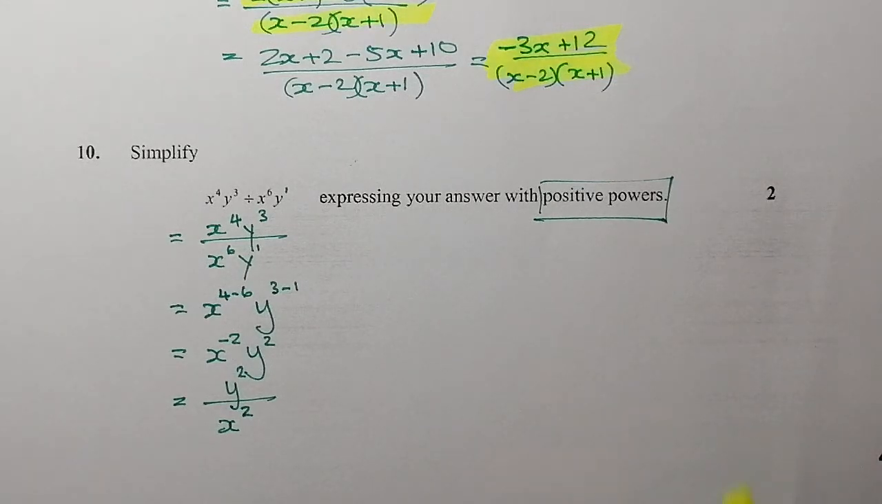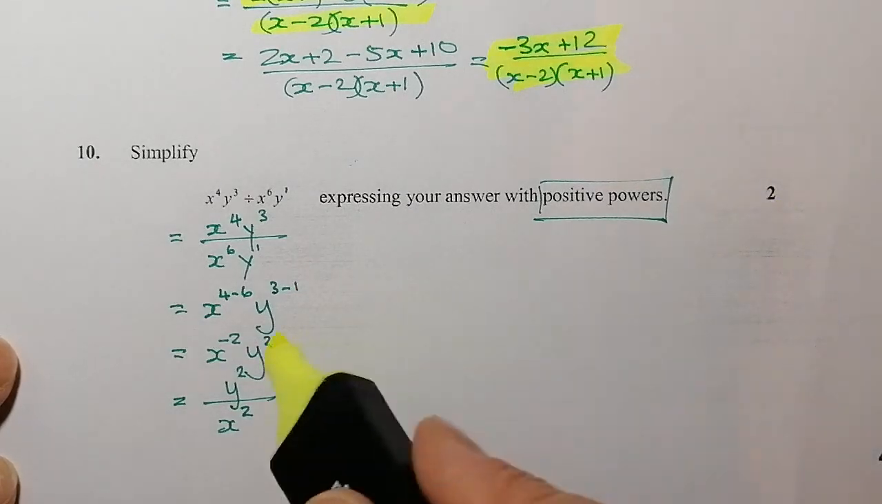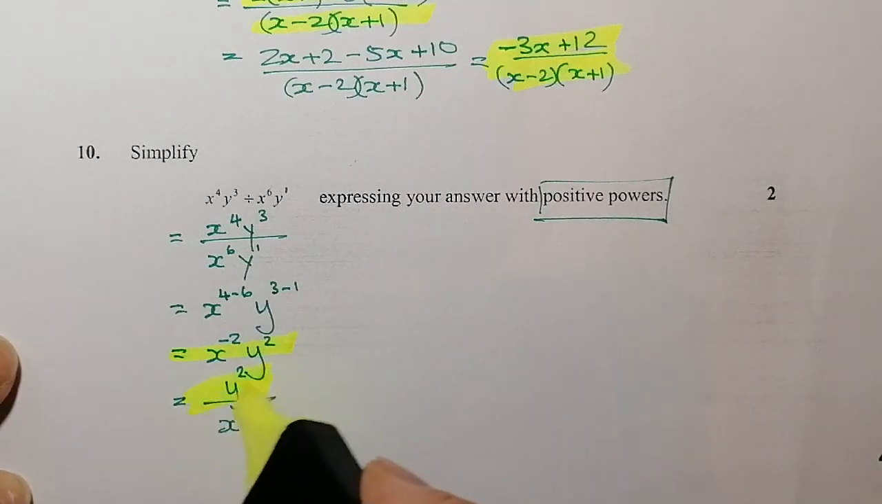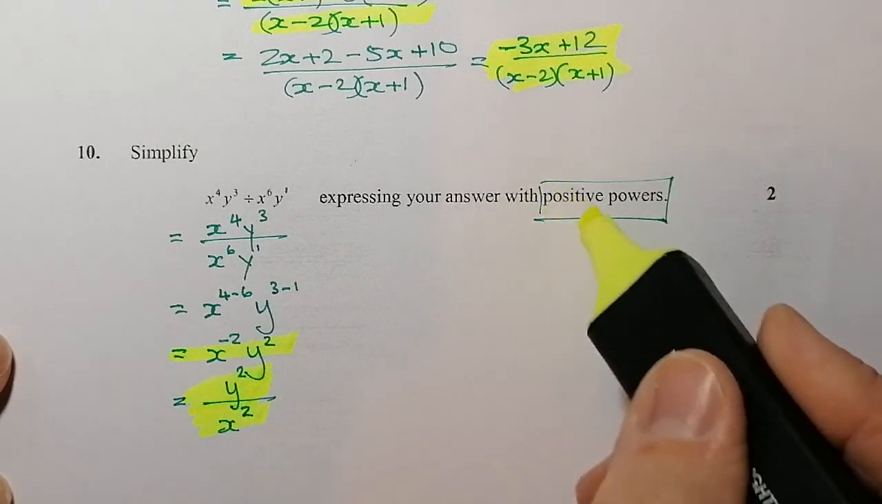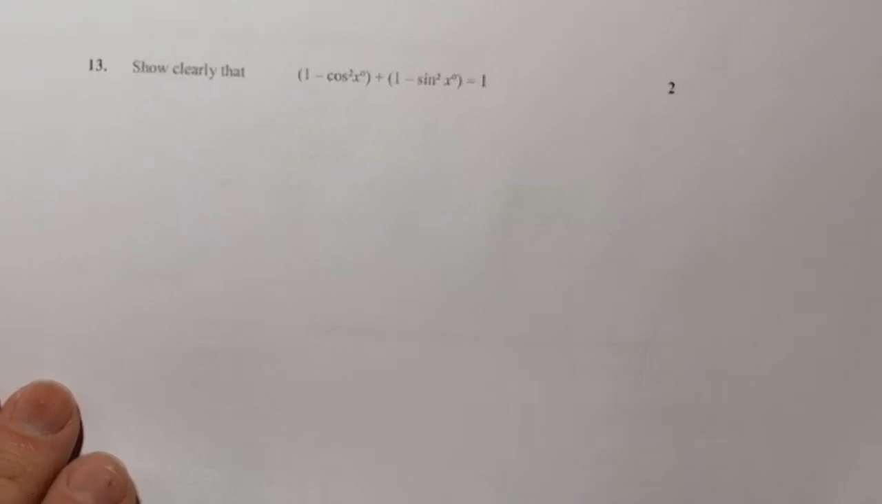Right, let's see where marks come. We're getting 2 marks for this one. The marks are going to come along here when I get this line here. And then the final mark is really for getting this part here with the positive powers in it. So that's another 2 marks. Okay, so nearly finished. Just got 2 more questions to go.